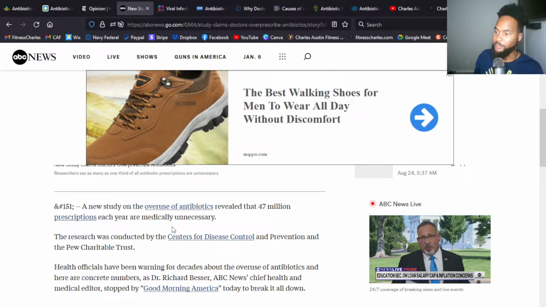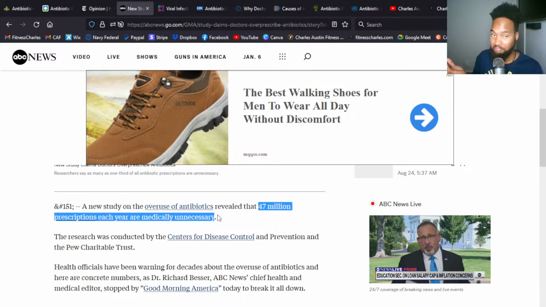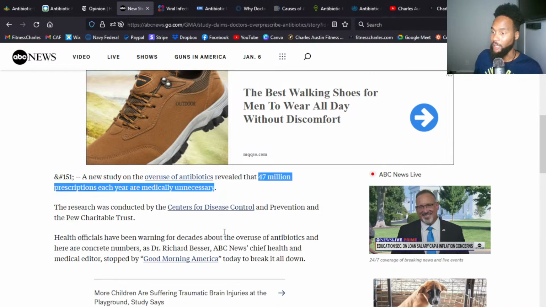Here it is. Another study on the overuse of antibiotics revealed that 47 million prescriptions are medically unnecessary. 47 million prescriptions of antibiotics have no medical cause.